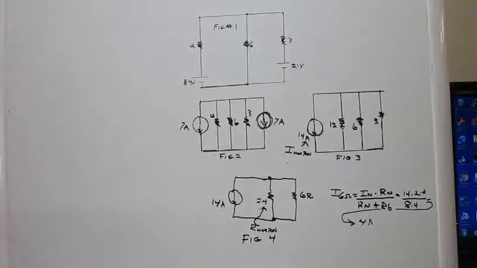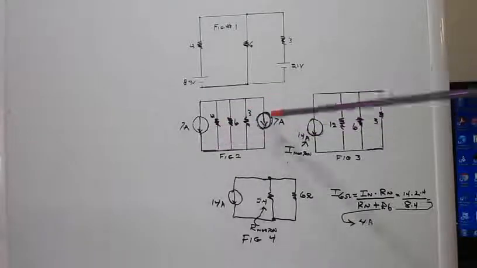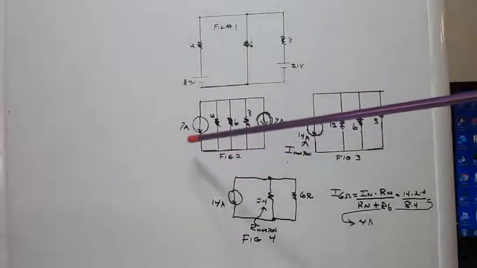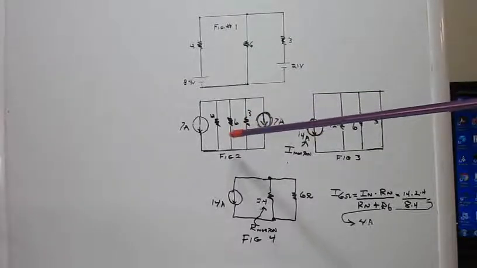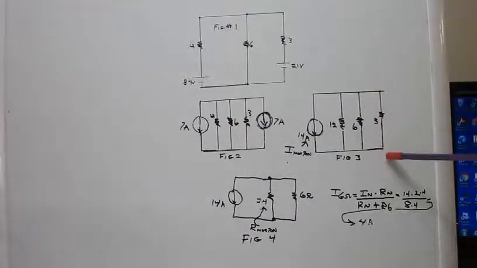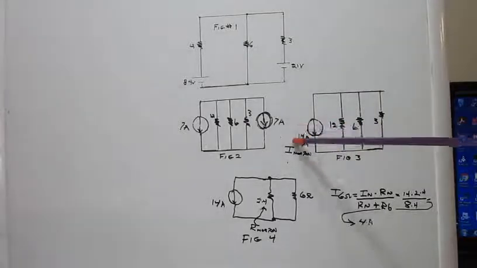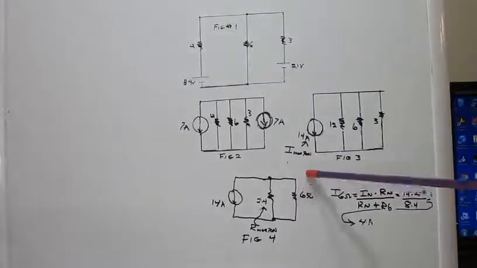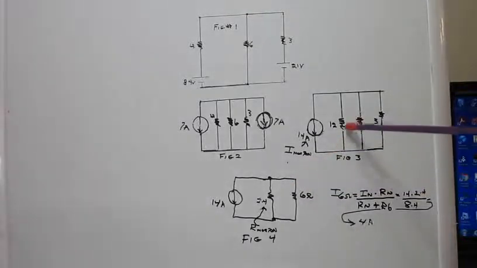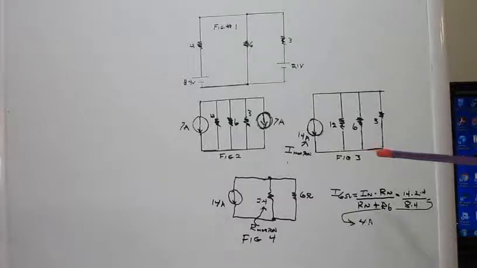Okay? Now, notice the arrows are down. That shows the direction of the current. The magnitude of each one of these is 7 amps. This is figure number 2. Okay? In figure number 3 here, we have combined the two current sources to 14 amps. We call that I Norton, or abbreviated IN. Okay? Here we got the 12, the 6, and the 3. So we've simplified the circuit in figure number 3.